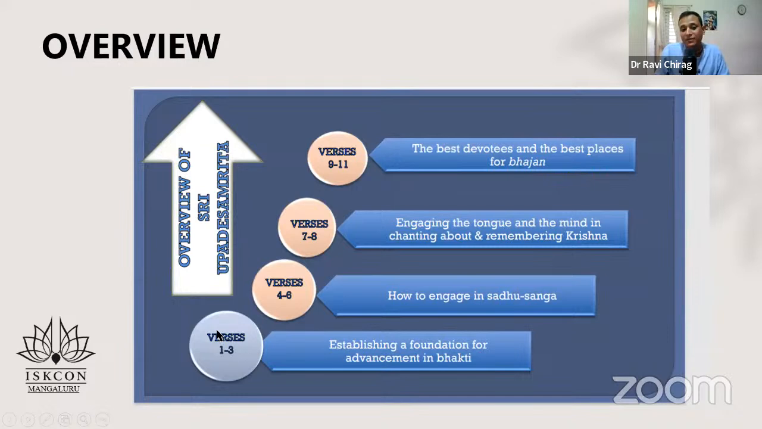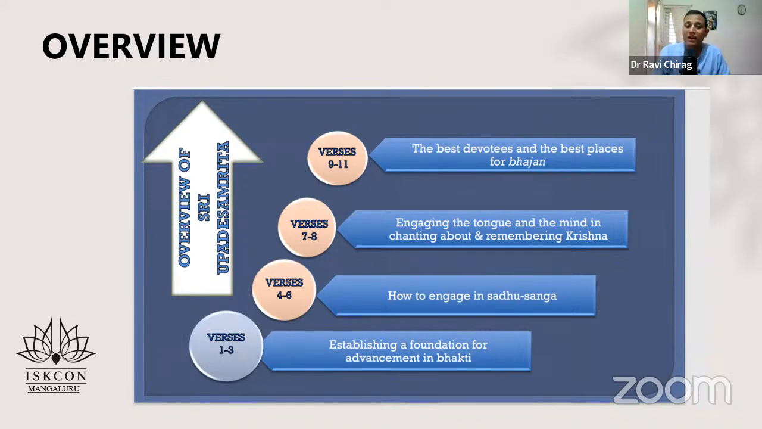It is divided like this. Slokas 1 to 3, verses 1 to 3, establish a foundation for advancement in bhakti. Foundation, the basis. So if you read, understand and follow these first 3 slokas, they will establish a foundation for advancement in bhakti. Slokas 4 to 6 are about how to engage in sadhu sangha, how to deal with the devotees. Every day, as you advance in Krishna consciousness, we meet devotees. So how to exchange love with the devotees.